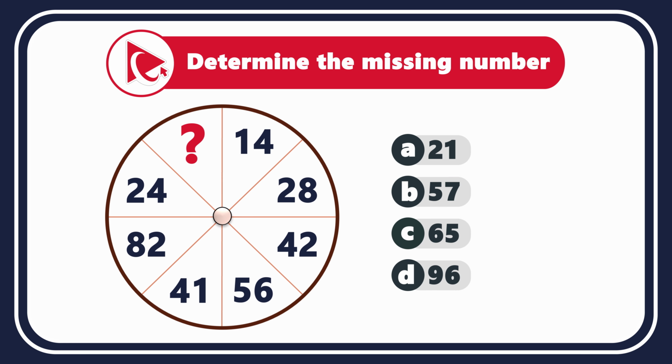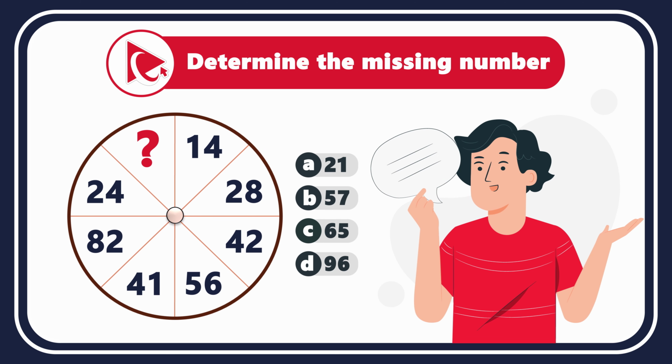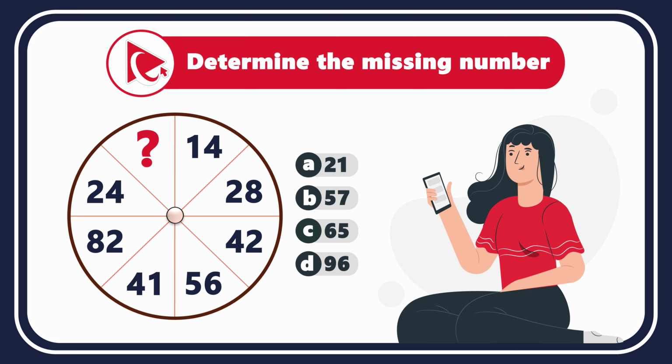Choice A, 21, choice B, 57, choice C, 65, and last but not least, choice D, 96. Tricky question, don't you think so? But believe it or not, there is a logic in these numbers. At least this is what I found. And since I did find my answer, I'm thrilled to compare it with your solution. Let's continue so we can examine your strategies step by step.